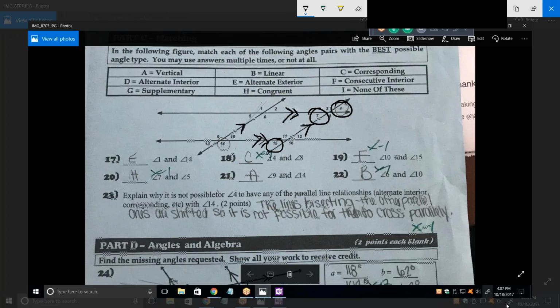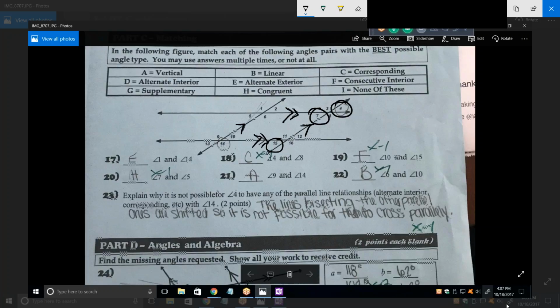I'm telling you, the thing that you mainly have to remember in these things: find your acute angles, find your obtuse angles. Acute and obtuse are always supplementary.